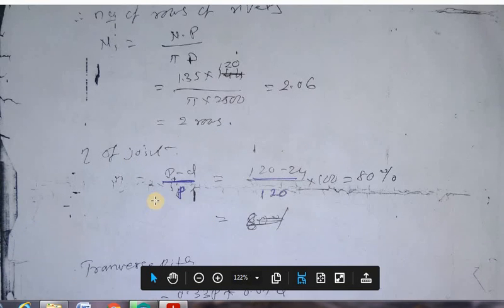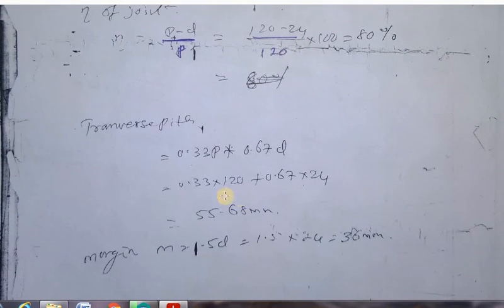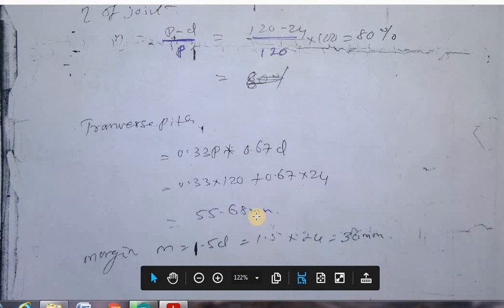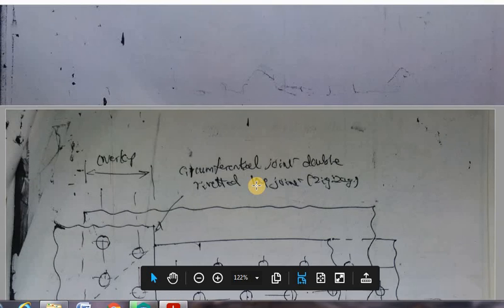Then we calculate the efficiency of the joint. It is P minus D by P. The values are put here. It comes to 80%. Transverse pitch, again zigzag type, 0.33P plus 0.67D, so when I put the values, you will get 55.86. Margin is 1.5D. So this is the figure.